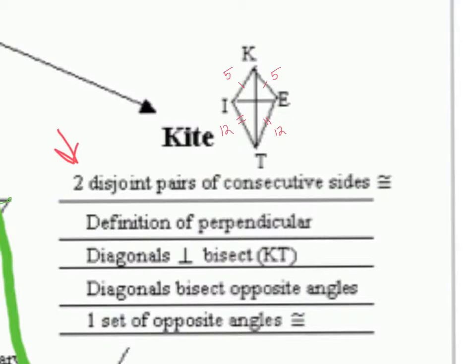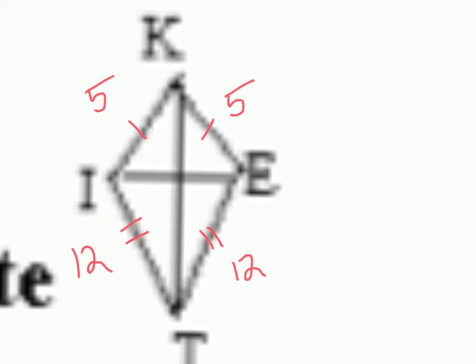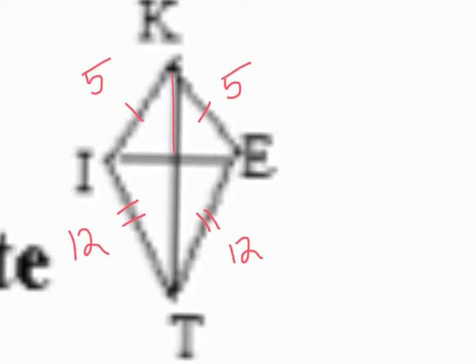The definition of perpendicular and the diagonals bisect each other. The diagonals don't necessarily bisect each other, they just bisect one. So the longer one, in this instance KT, is going to bisect the smaller one. So IE got cut in half. KT didn't get cut in half, it did the cutting. In addition, it's also going to be perpendicular in there as well. So again, you've got 4 right angles inside your kite. But the major thing is that the longer diagonal is going to cut the shorter diagonal in half.